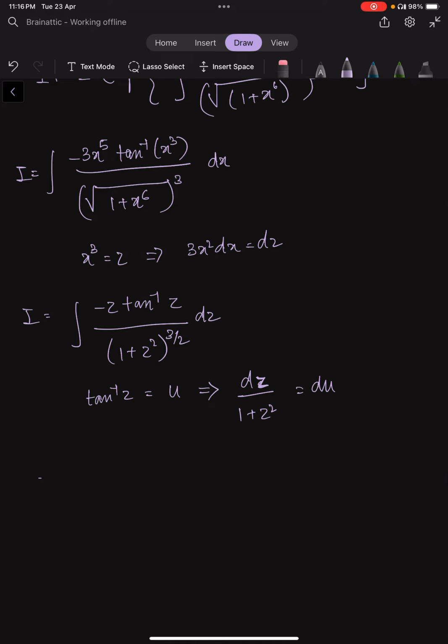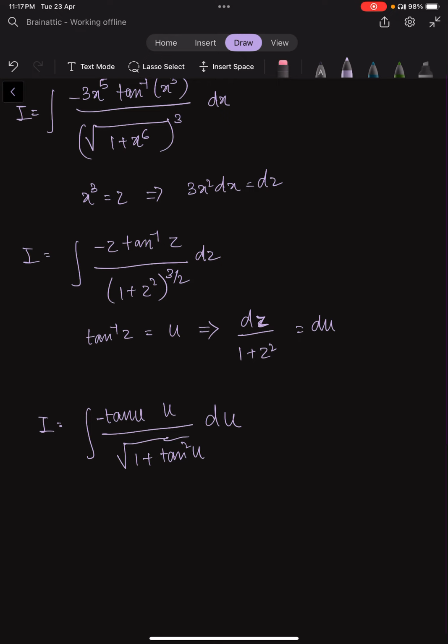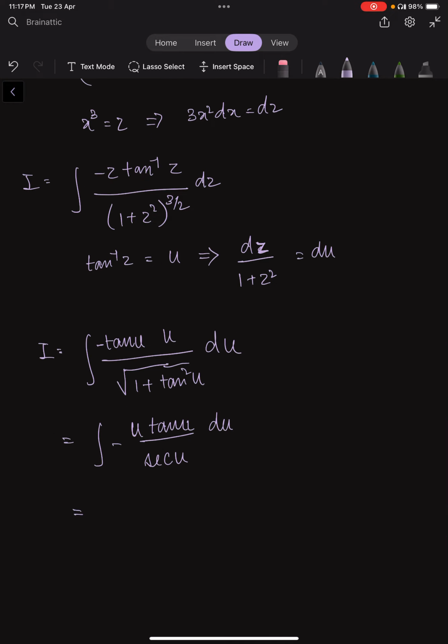How does this help us? This helps us in the following way. We know that z is equal to tan u, since tan inverse z is u, divided by root under 1 plus tan square u, and 1 plus z square is absorbed in this du with dz. So 1 plus tan square u, we can rewrite this as the integral of u tan u by secant u du, and this ultimately turns out to be minus integral of u sin u du.